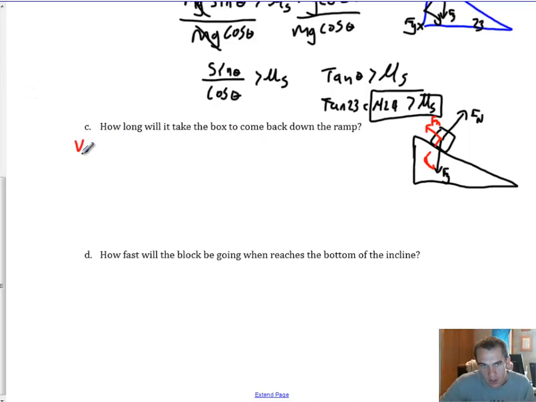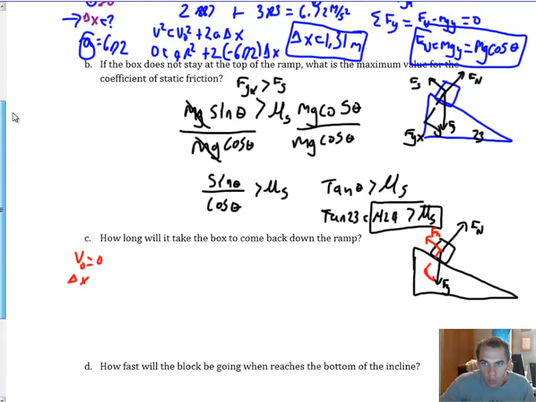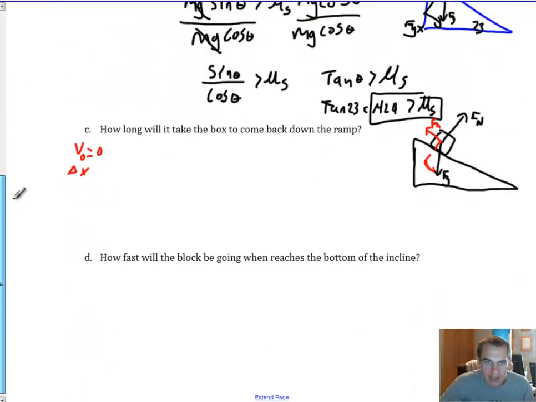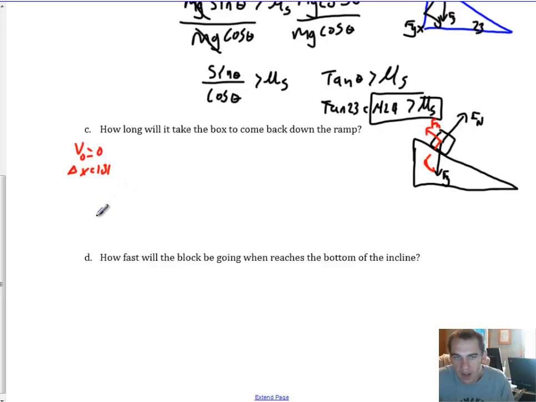Okay, we know its initial velocity is 0 because it starts at rest at the top of the incline. And we know actually it's got to come back down the ramp. We know its change in position. It went 1.31 meters up the ramp. It's got to come 1.31 meters back down the ramp. Okay. What we don't know is an acceleration, and we're supposed to find a time. We don't know a final velocity, and we're supposed to find a time. So we need an acceleration. And that, of course, means we got to deal with these forces.